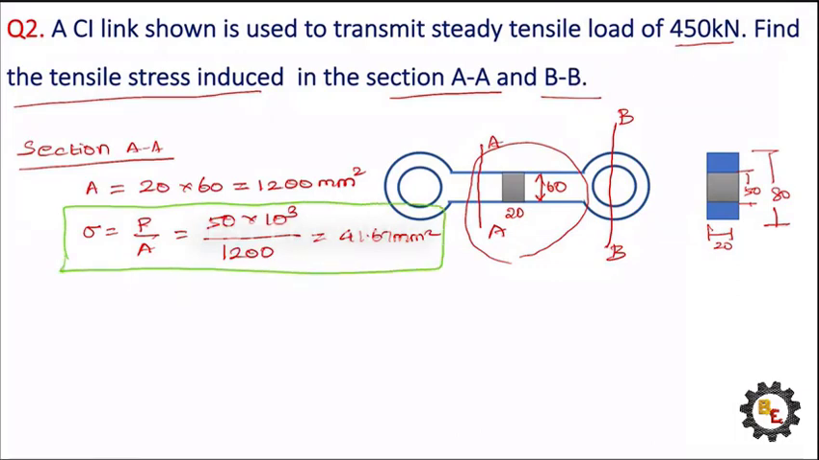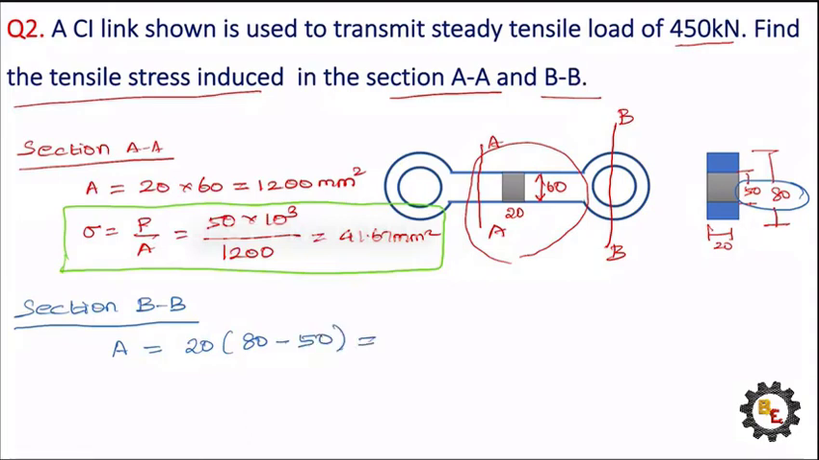Now for section BB, let's find the area. Area equals 20 into this value, 80 minus 50. 80 minus 50, we will get area 20 into 30, that is equal to 600 millimeter square. So stress equals load by area.